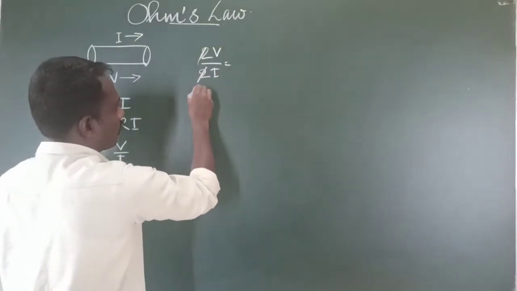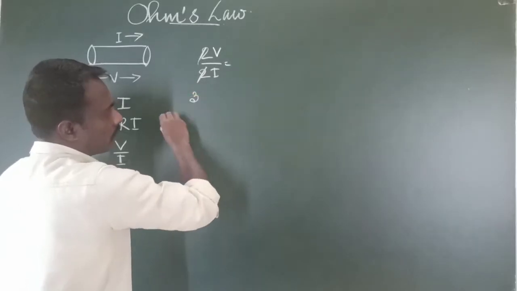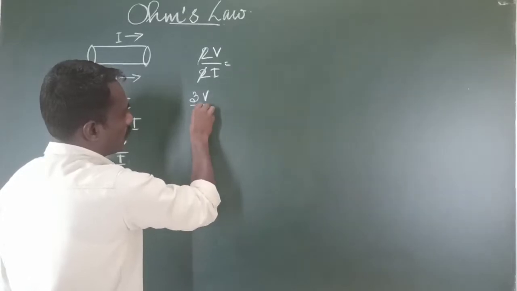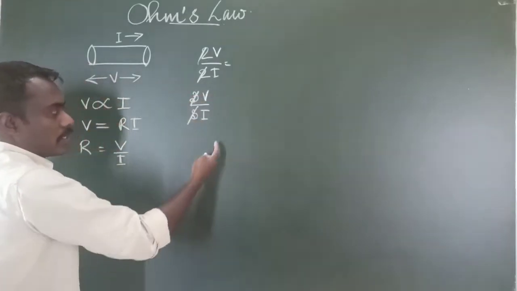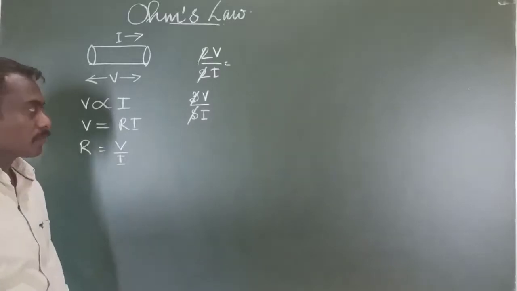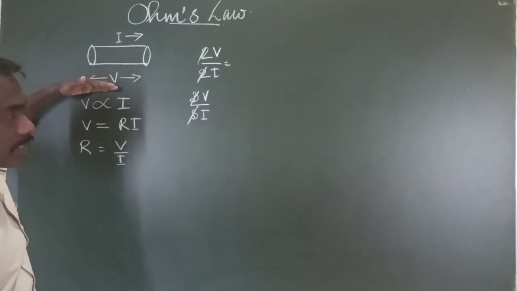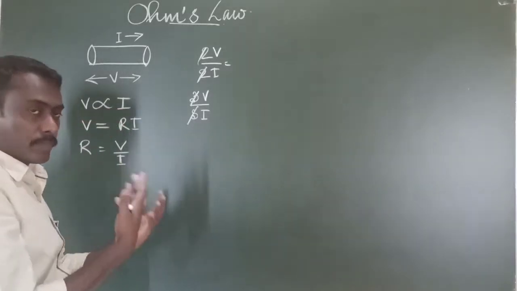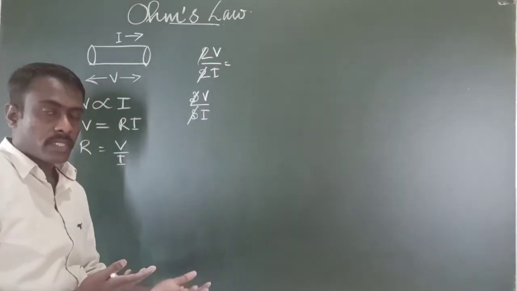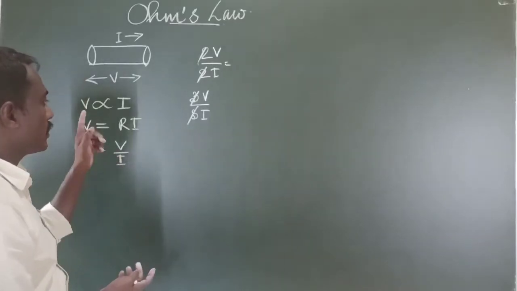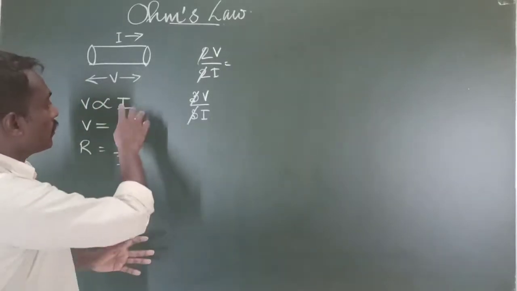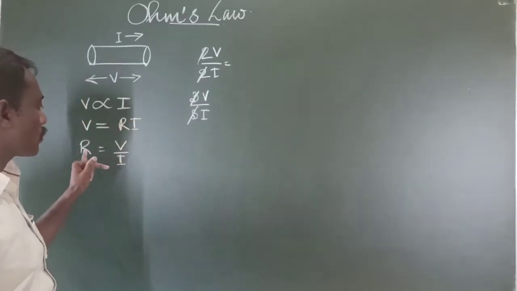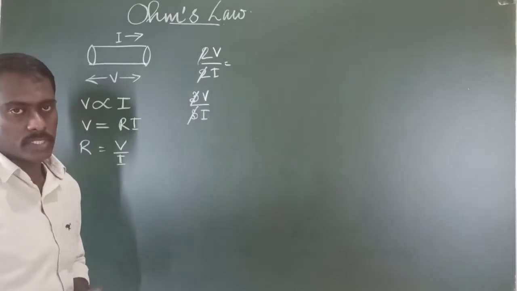And what will happen if we increase V 3 times? Then definitely the current also will increase 3 times, and again see, the same ratio will remain. That is what we have seen here. V is directly proportional to I means that when the potential difference across the conductor is increasing, accordingly the current flowing through it also will increase. So its ratio is a constant. That constant is known as resistance.